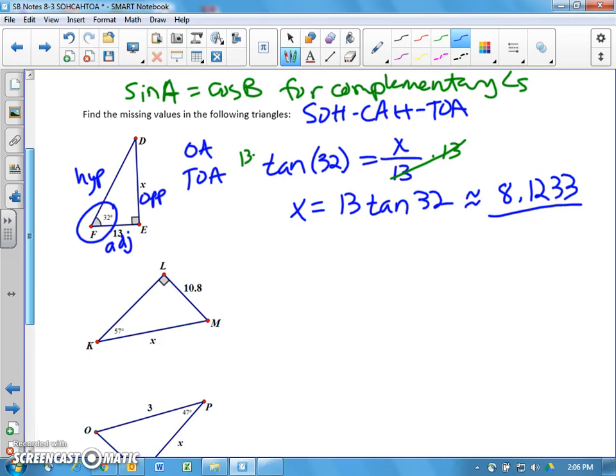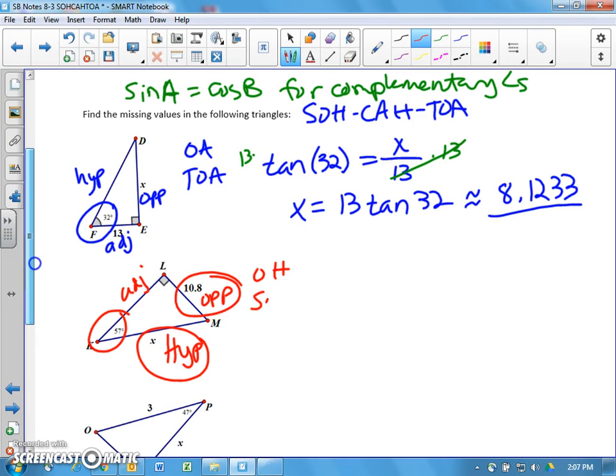Go try to select the proper trig function on the next one and set that up. Again, here's our hypotenuse. This is my angle. Based on that angle, I have an opposite and an adjacent. These are the two that are involved. It's O and H, so that's SOH. So I'm going to set up sine of 57 equal to opposite over hypotenuse.